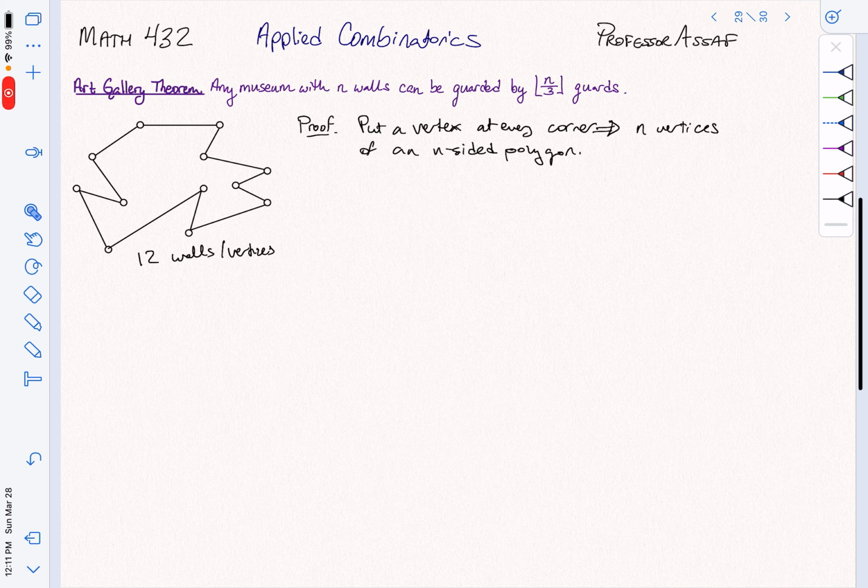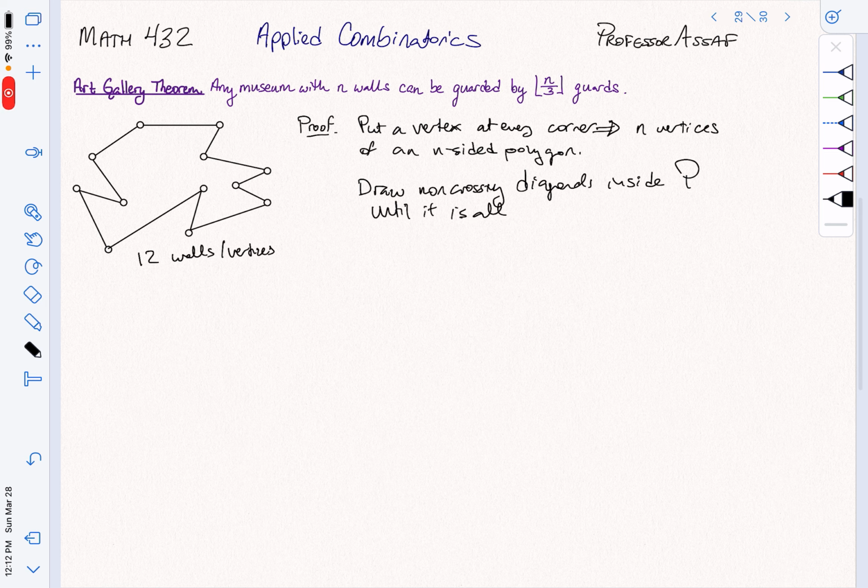The idea is to look at the answer, if you're already given it, and let that guide you. When I'm thinking of polygons and I see the number 3, I immediately think of triangles. So that's what we're going to do. We're going to try to turn this into a bunch of triangles. And the way we do that is we're going to draw non-crossing triangles on the interior of the shape. Well, let's call them diagonals, non-crossing diagonals inside the polygon P until it is all triangles. This is called a triangulation.